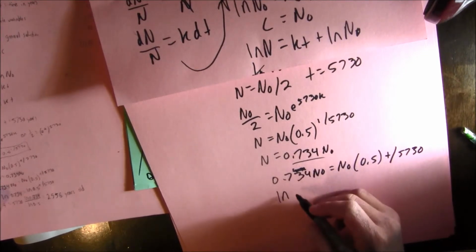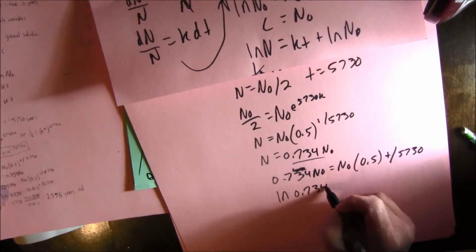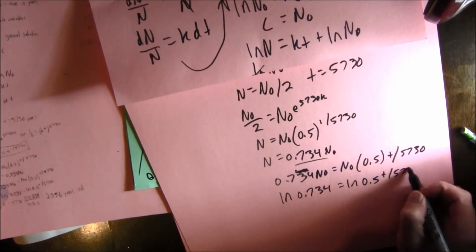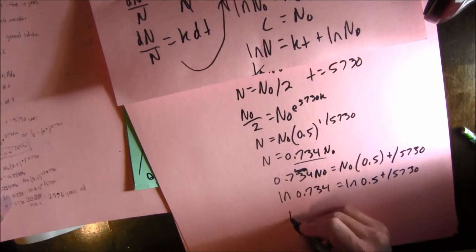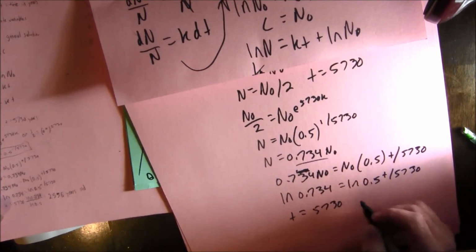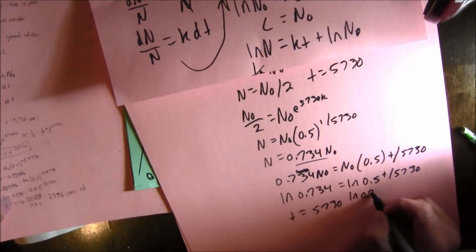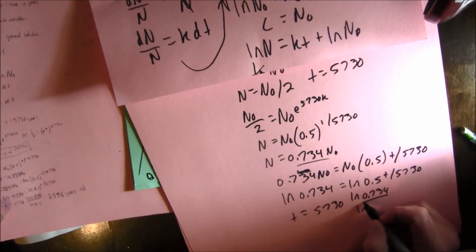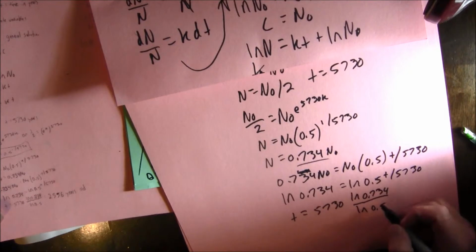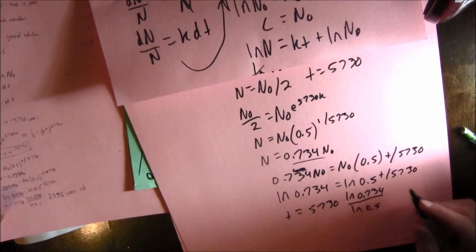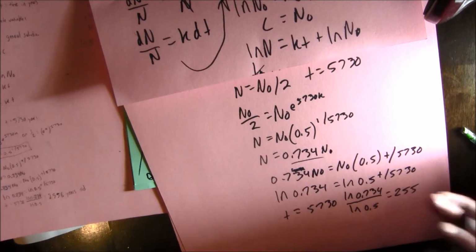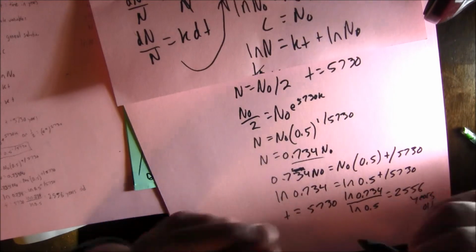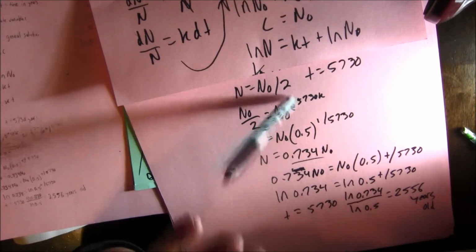So you have the logarithm of 0.734 equals the logarithm of 0.5 times t over 5,730. So t is equal to 5,730 times the logarithm of 0.734, 73.4%, over the logarithm of 0.5, the half-life. You plug that into your calculator and you get about 2,556 years old. Depends on what calculator you have and how you set it, but it'll be in that ballpark.